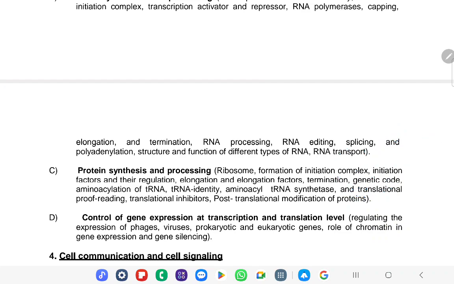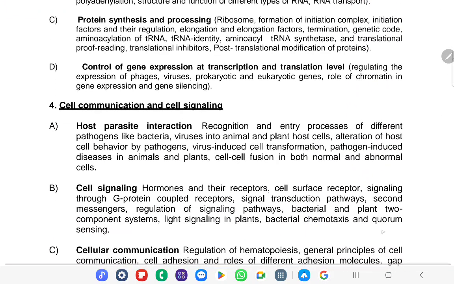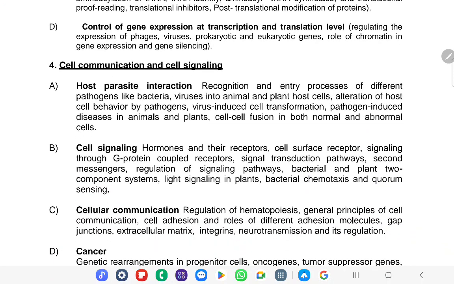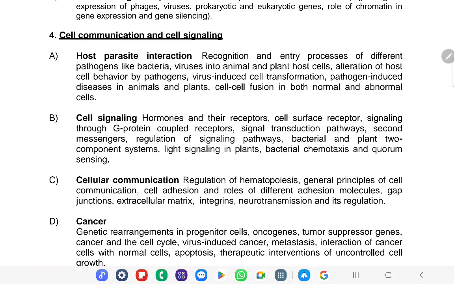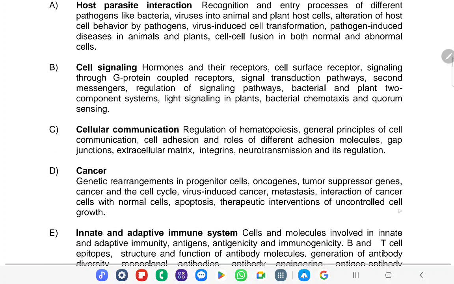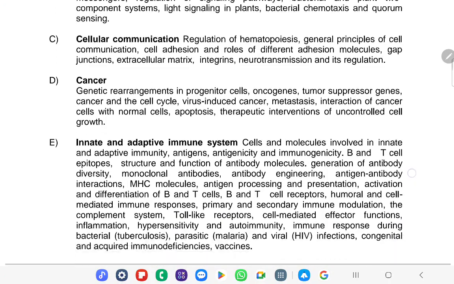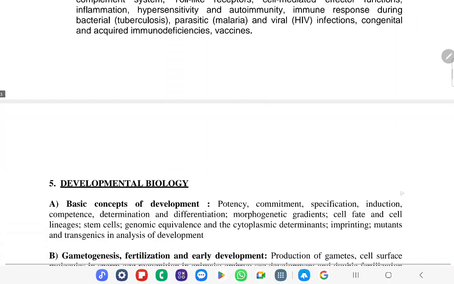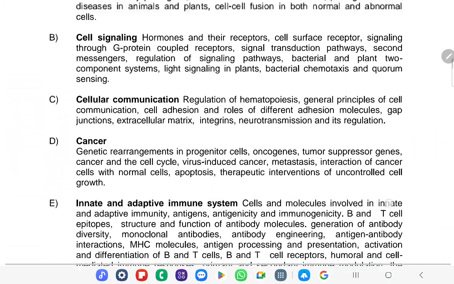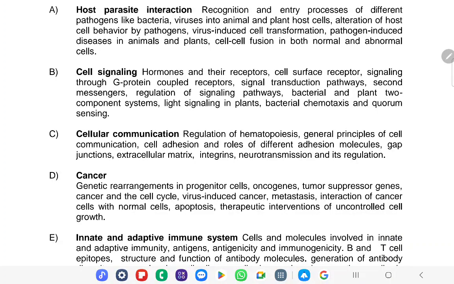Remember, the third unit has 4 subtopics. Next, the fourth unit is cell communication and cell signaling, which consists of the topics host parasite interaction, cell signaling, cellular communication, cancer, innate and adaptive immune system. These are 5 subtopics.